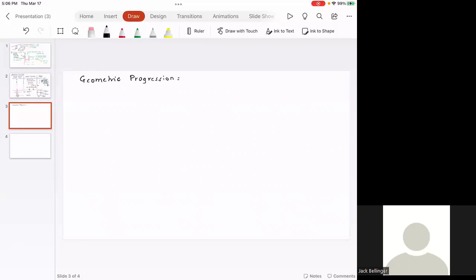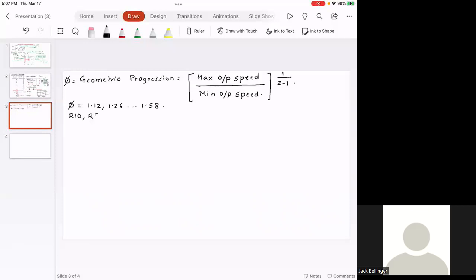So geometric progression is max output speed divided by minimum output speed, and this is 1 divided by z minus 1. The geometric progression values phi are 1.12, 1.26, it goes to 1.58. And you can see there is something called R10, R5, R15, R20. So those are preferred numbers.